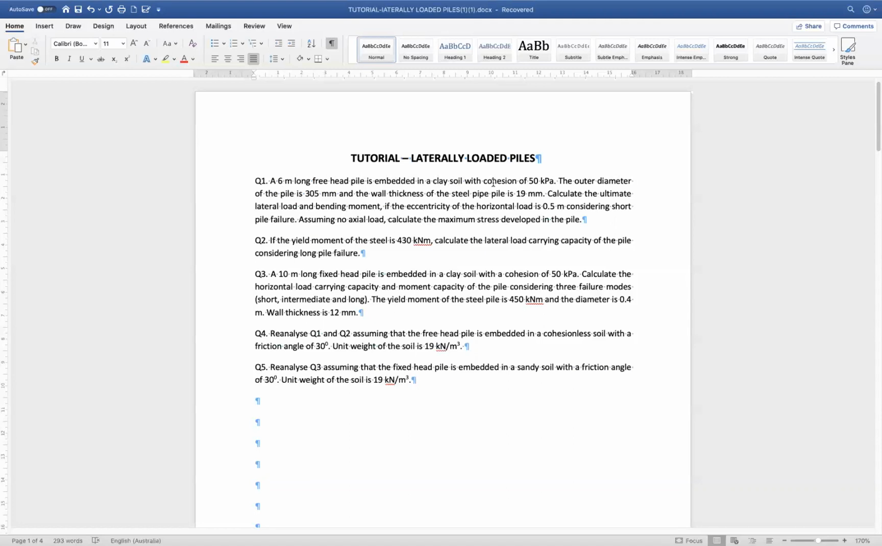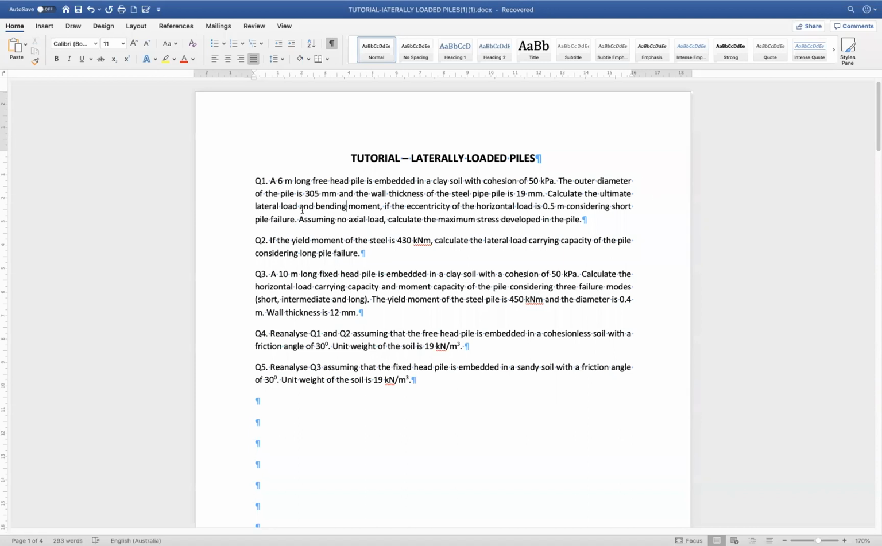In all of these analytical solutions you have covered in your lecture, they only consider the simple scenario, where we have only one soil layer, and that soil layer is homogeneous, either clay soil, cohesive soil, or cohesionless soil. So in this case, we have a clay soil with cohesion of 50 kilopascal. This is the undrained shear strength of the soil.